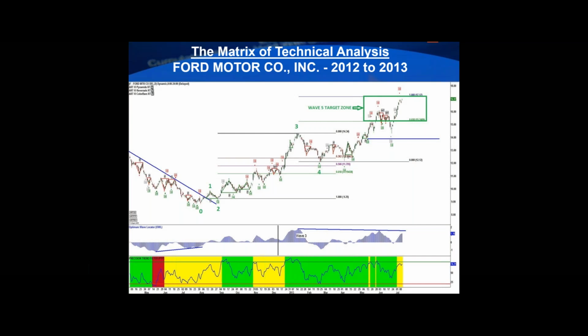And so we're very good at getting you in early on trades. Likewise, this type of analysis can be used on indexes like the Dow Jones and so forth to help us take a look at those.